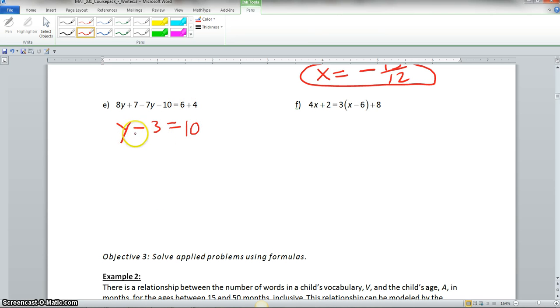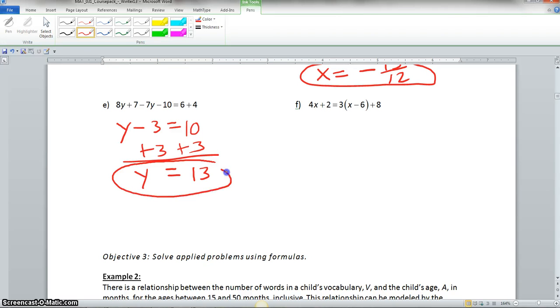Now, again, we want to get y by itself. And so we have a minus 3 here. So we will add 3 on both sides of the equal sign. So we'll have y, and a minus 3 plus 3 is 0. So we'll bring down our equal sign, and 10 plus 3 is 13. So it's y equals 13.